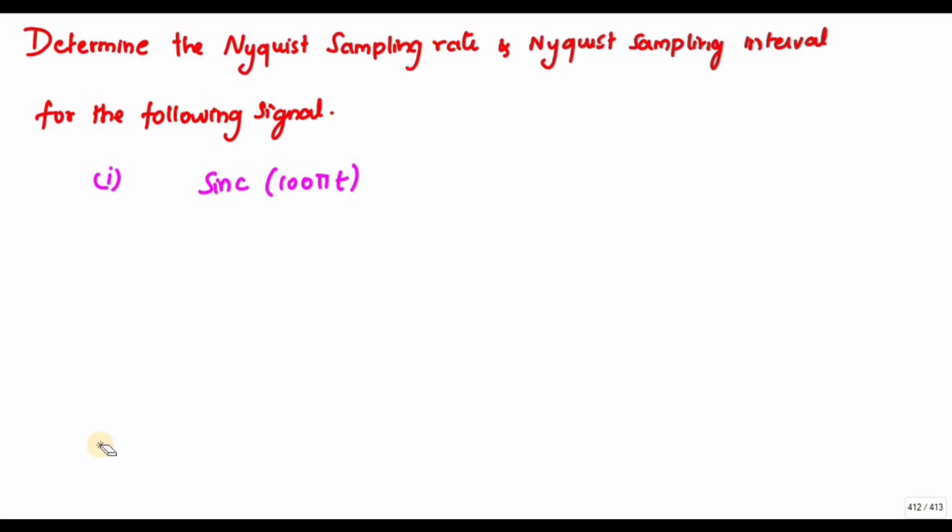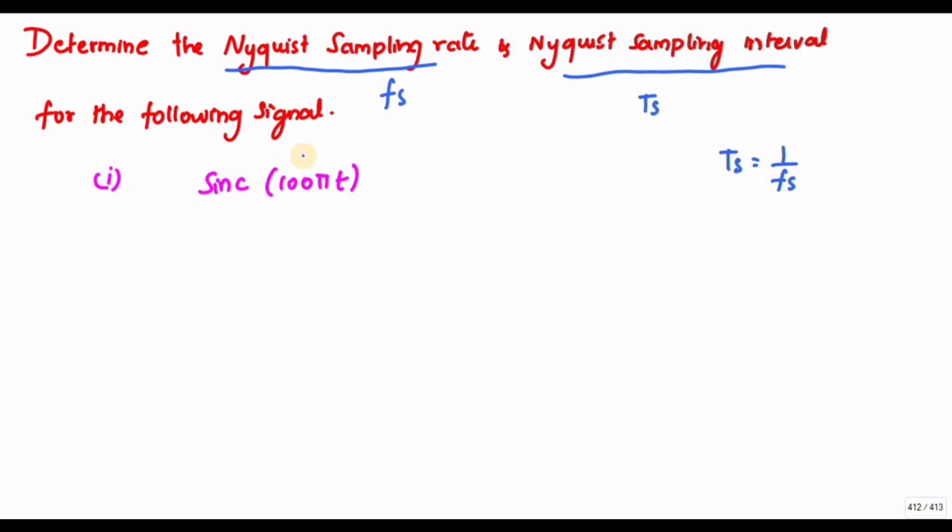So here we are going to discuss how to determine the Nyquist sampling rate and the Nyquist sampling interval for the following signal. So what is the Nyquist sampling rate? The Nyquist sampling rate is represented by fs. The Nyquist sampling interval is represented by Ts, and we know that Ts is equal to 1 divided by fs. So the question is sinc of 100 pi t.